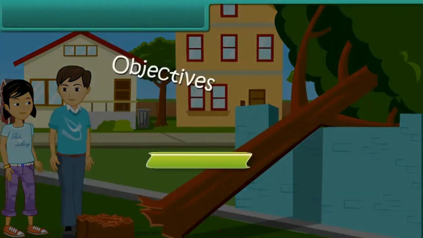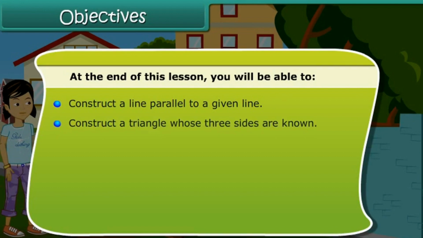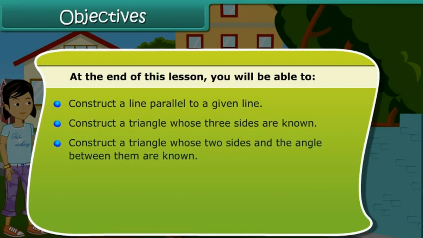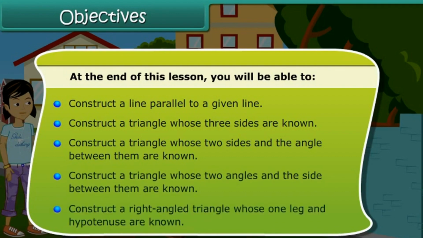Objectives. At the end of this lesson, you'll be able to construct a line parallel to a given line, construct a triangle whose three sides are known, construct a triangle whose two sides and the angle between them are known, construct a triangle whose two angles and the side between them are known, construct a right-angled triangle whose one leg and hypotenuse are known. Construction of parallel lines.